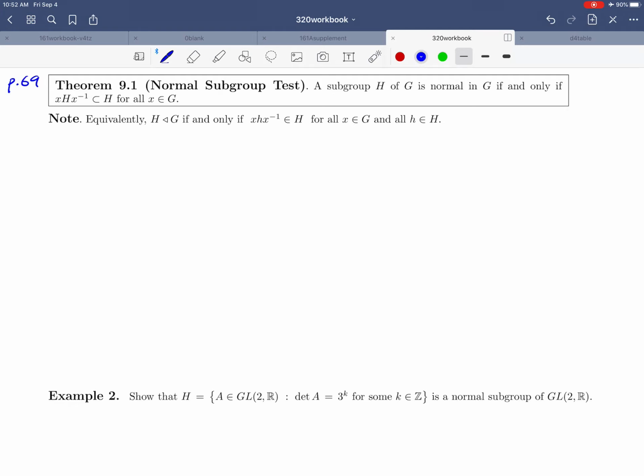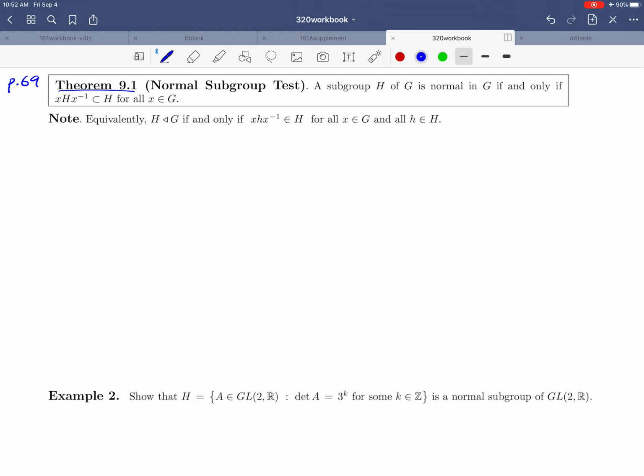Okay, so recall what we just talked about in the previous video. We introduced the definition of what it means for a subgroup to be normal in a group. We talked about how a subgroup being normal has the nice property that when you look at its cosets in the group, those cosets actually form a new group. So it would be useful to know, when we have a subgroup, how to tell if it has this property of being normal. That's what Theorem 9.1 is about.